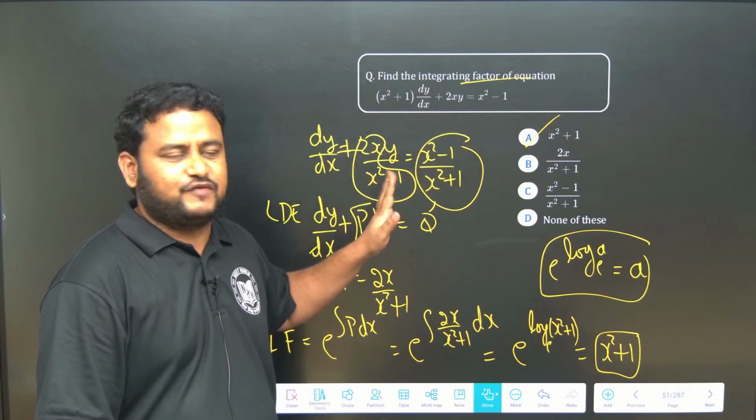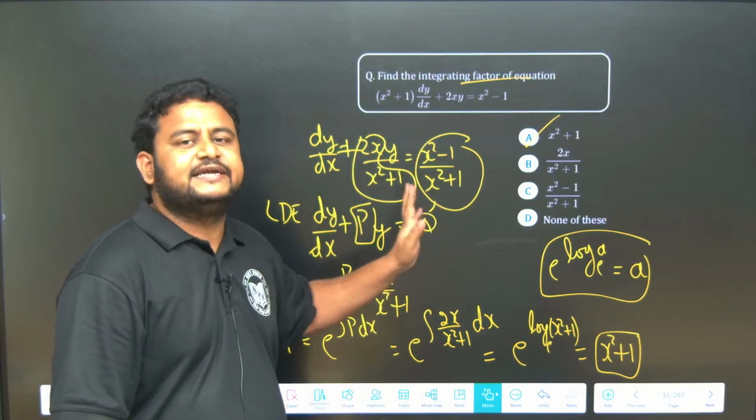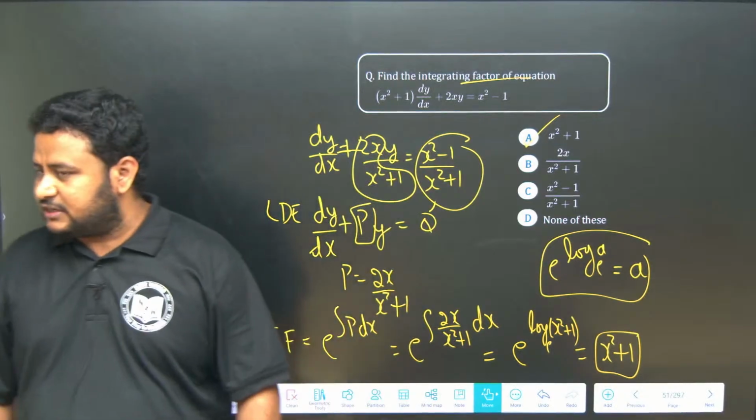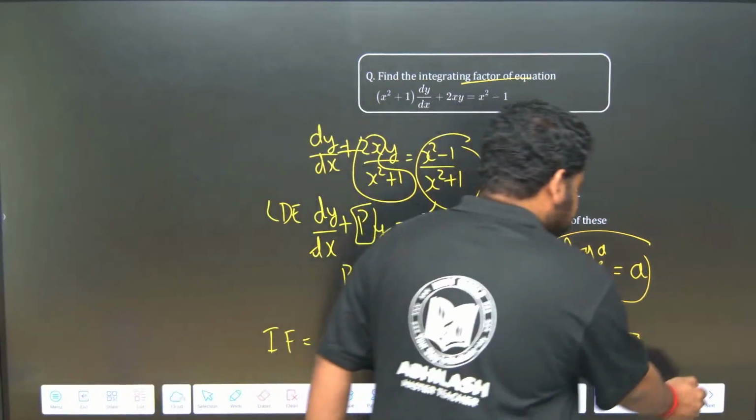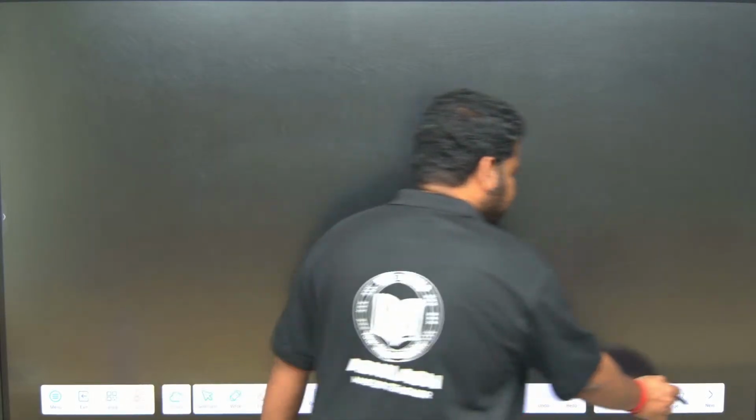They have just asked us to find the integrating factor. That's it. So we have to find e power integral of p dx. That is what we found. We got it as x square plus 1. Let us move to the next question now.